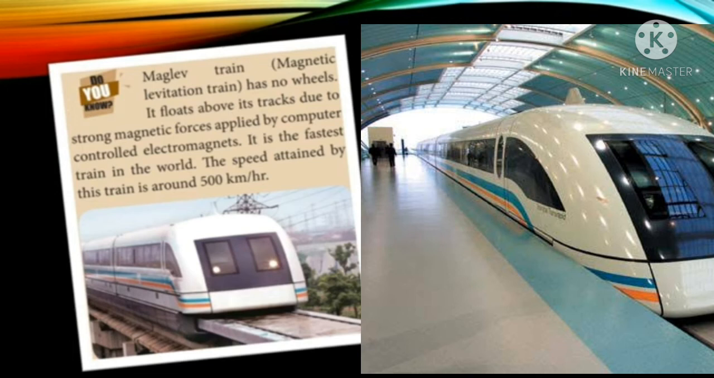In industries, magnetic conveyor belts are used to sort out magnetic substances from scraps mixed with non magnetic substances. Magnets are used to pick up iron pieces from garbage. These magnets are made by passing electricity through objects made of iron.